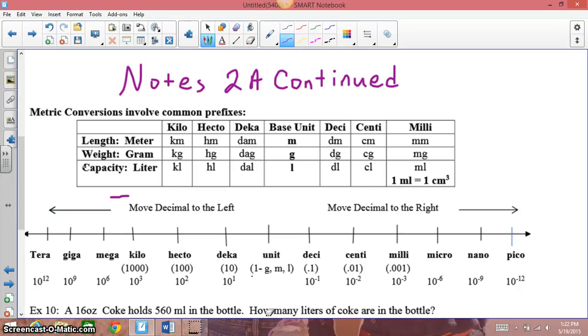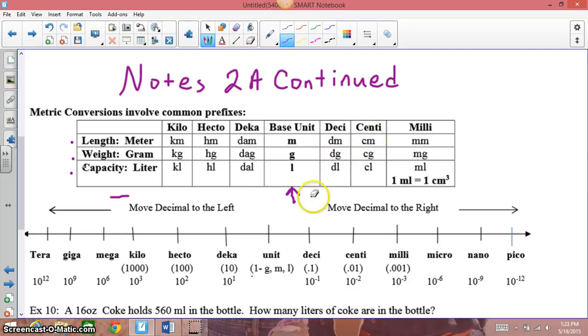Your base units are here in the center with meters, grams, or liters, depending on whether we want to measure length, weight, or capacity. You should hopefully find this to be fairly simple because all of these conversions will be a simple decimal movement. So for example, if you wanted to convert from a meter to a centimeter, you'd start here at meter, and that would require that I move 2 places. So I would move the decimal 2 places to the right.